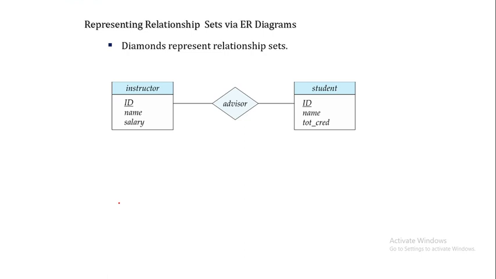Now we're going to see the ER diagram representation of this relation. This is one entity set, the student entity set, and this is the instructor entity set, and this is your relationship between these two entity sets. What is the relationship? This is your advisor. This relationship is represented using a diamond shape. This diamond shape is used to represent the relationship between two entities.